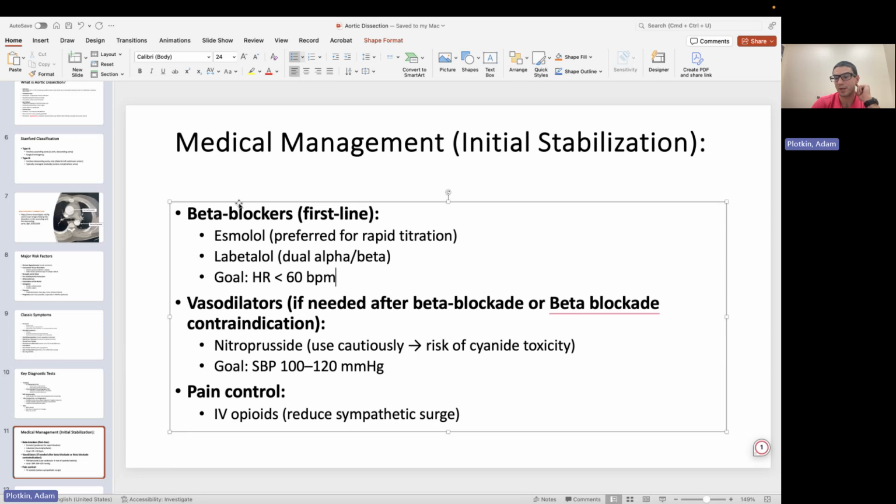Vasodilators, right? So maybe the beta blockers don't work, or the beta blockers are contraindicated. Like our patient in the case that I gave you at the start, they had asthma and COPD. And remember beta blockers, right? My beta 2 receptor needs to be activated to cause bronchodilation. If I give a non-selective beta blocker that causes the blockade of beta 2, it's going to lead to bronchoconstriction.